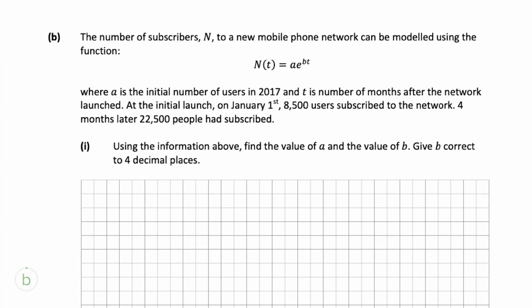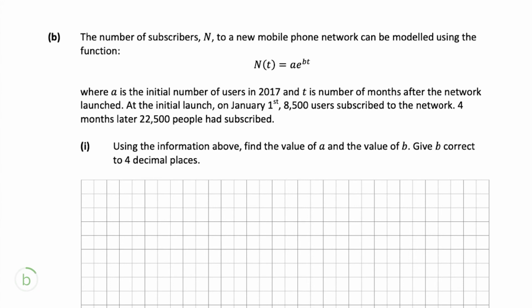Okay, now part B says the number of subscribers, N, to a new mobile phone network can be modeled using the function N(t) = Ae^(bt), where A is the initial number of users in 2017 and t is the number of months after the network launched. At the initial launch on January 1st, 8,500 users subscribed to the network. 4 months later, 22,500 people had subscribed. Using the information above, find the value of A and the value of B. Give B correct to 4 decimal places.